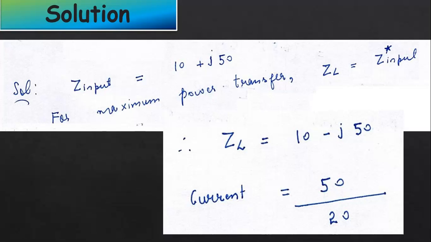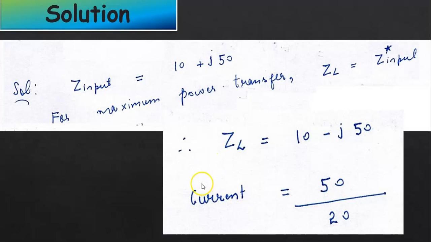Now we know that from maximum power transfer theorem, the power transferred to the load will be maximum when ZL, the load, is equal to the complex conjugate of the input impedance. Now the input impedance is given as 10 plus j 50. So the load should be 10 minus j 50.